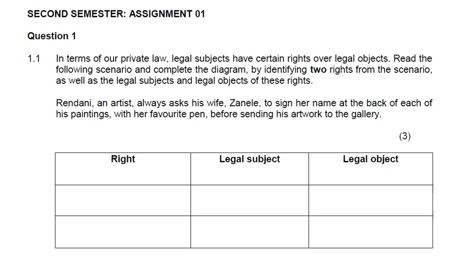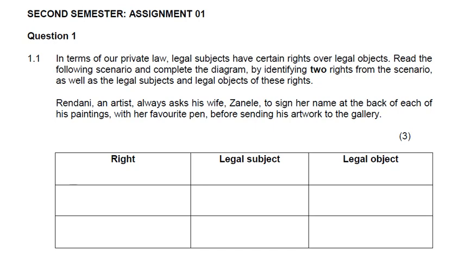Okay, let us start with the first question. Question number 1.1. In terms of our private law, legal subjects have certain rights over legal objects. Read the following scenario and complete the diagram by identifying two rights from the scenario, as well as the legal subjects and legal objects of these rights. Rendani, an artist, always asked his wife Zanella to sign her name at the back of each of his paintings with her favorite pen before sending his artwork to the gallery.